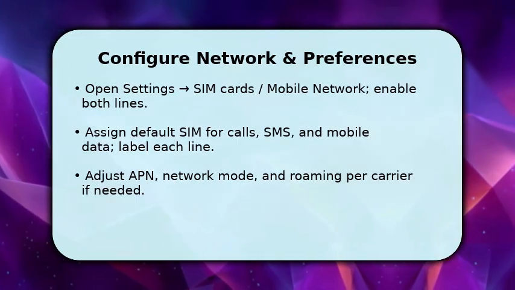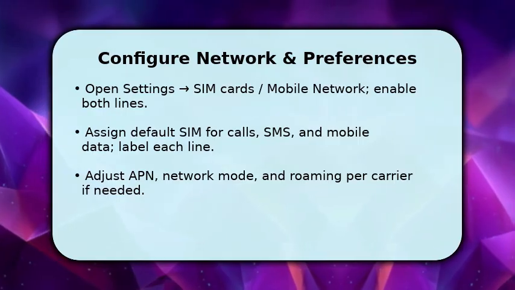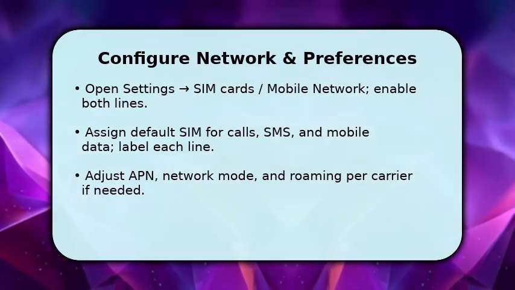Make sure APN settings match your carrier. If data fails, update those fields. Also, set preferred network modes and roaming rules so one SIM won't unexpectedly incur charges.